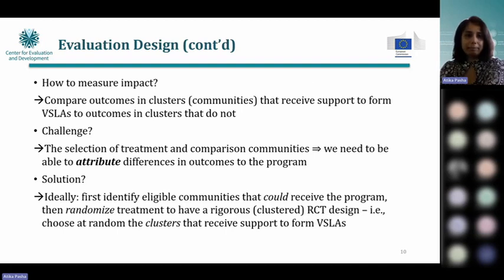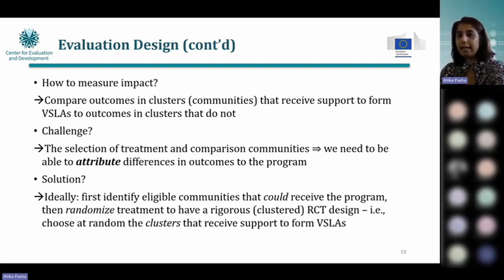So how do we measure impact? For starters, remember, coming back to our counterfactual idea, we need to compare clusters that did receive the support in the form of VSLAs to clusters that did not. And clusters in this case is communities. So our cluster design relies on some communities that received the program and some who did not. The challenge is, in order to attribute the differences in outcomes to the program, we need to be able to select our treatment and comparison communities, right?